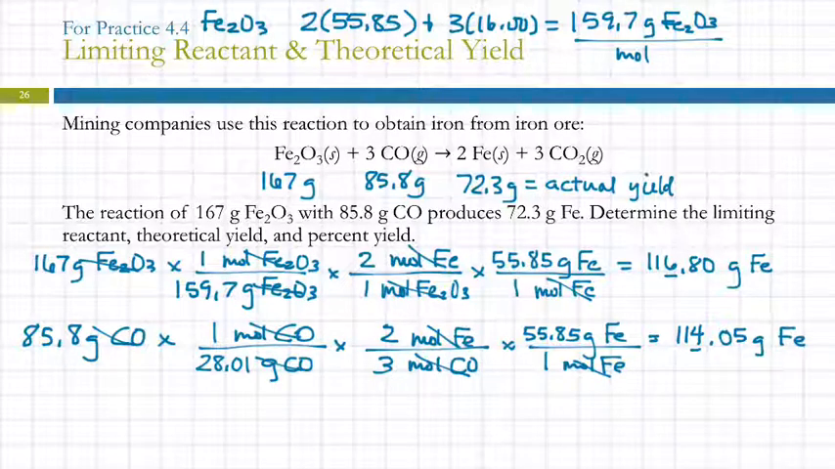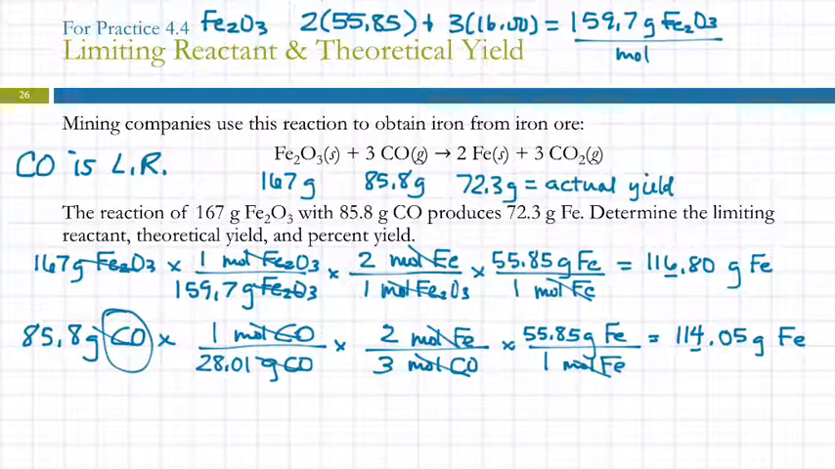So which reactant is the limiting reactant? The carbon monoxide. This is the smaller amount, so carbon monoxide is the limiting reactant. So carbon monoxide is limiting reactant. That's the first question, the limiting reactant. The theoretical yield. This is the theoretical yield.